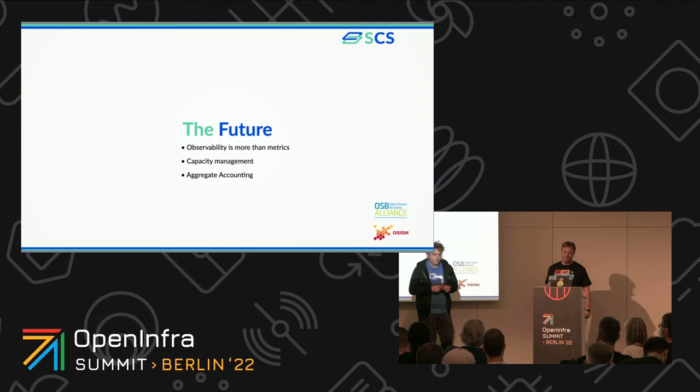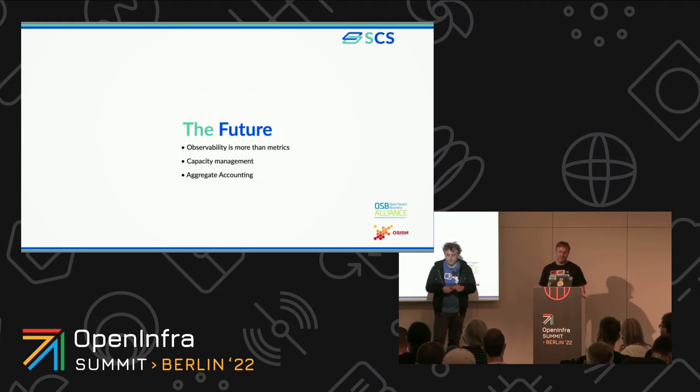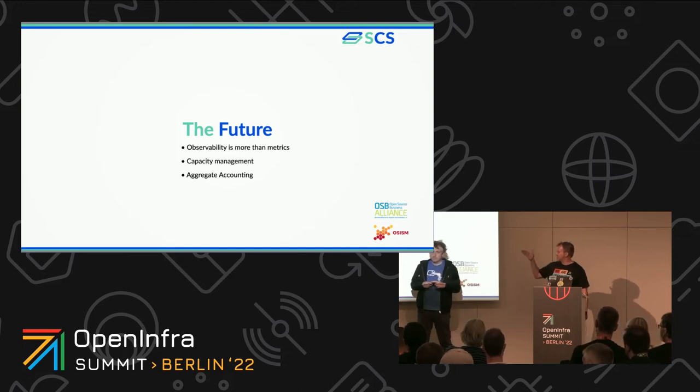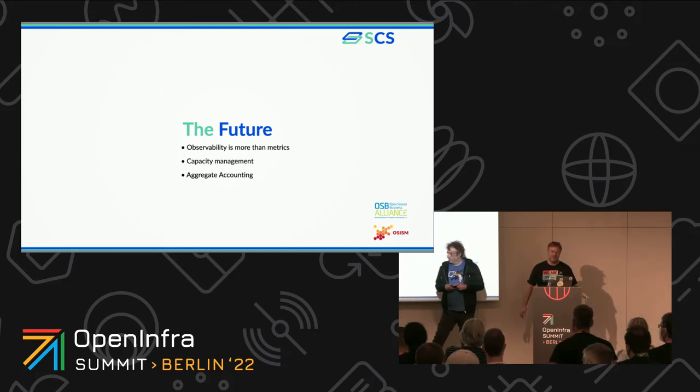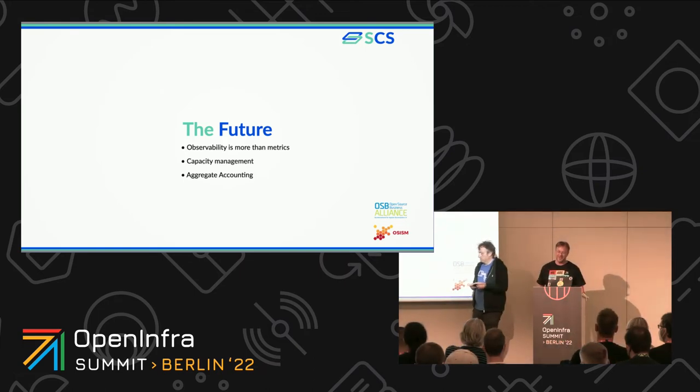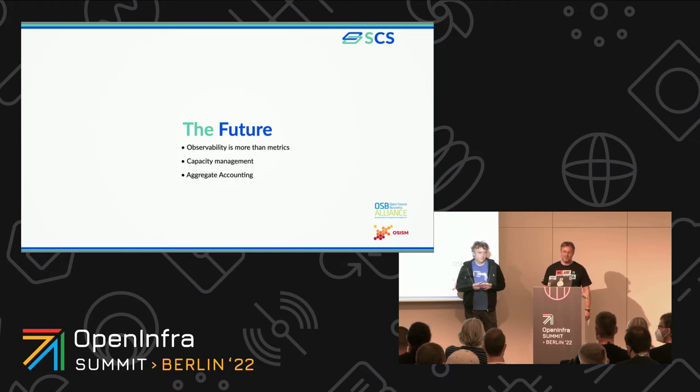So, the future. Which are the tasks we want to serve? Observability. It's more than metrics. We have capacity management. We also have aggregated accounting, and that has some challenges. Capacity management is a business case for every company. They want to know how their clusters and their environment are growing. And the other point, we want to build this.